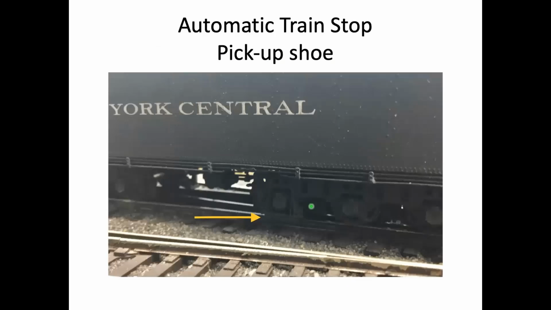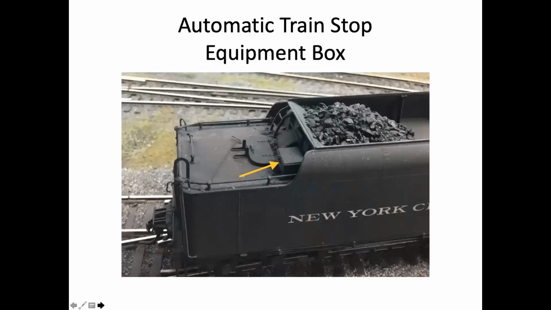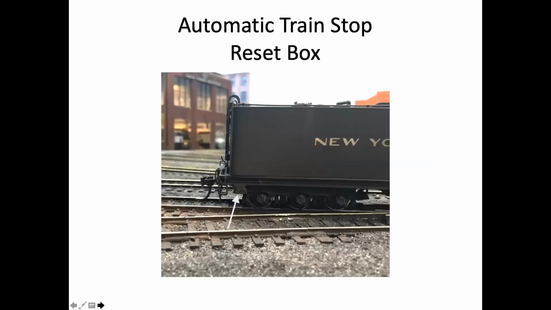Okay. Mechanically, what you saw on a steam locomotive's exterior were the magnetic inductor shoe, usually on the trailing axle of the lead tender truck, which is right there. The equipment box on top of the tender deck, and the reset box, which was on the back of the tender frame on the engineer side.